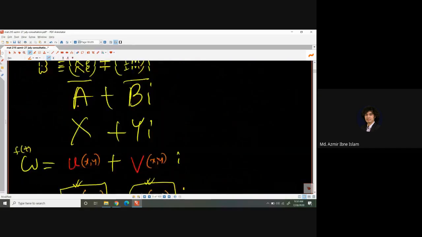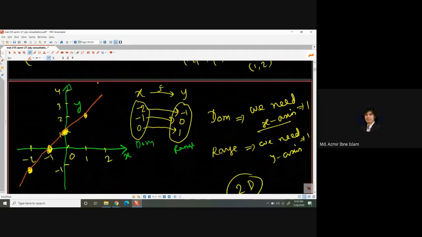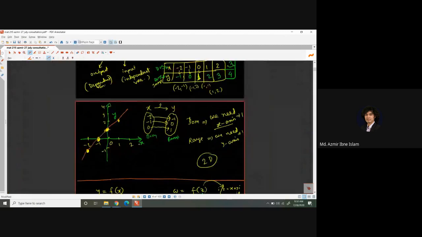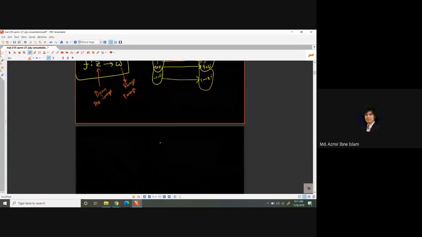So now the problem will be in visual representation. You can see that for a real valued function, we can easily represent the domain and range in the same plane, the same Cartesian axis. For the domain, we just need x. For the range, we need y. Then we have the points. But the problem is in complex valued functions.